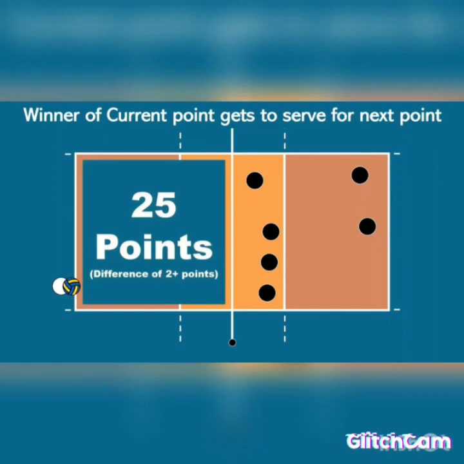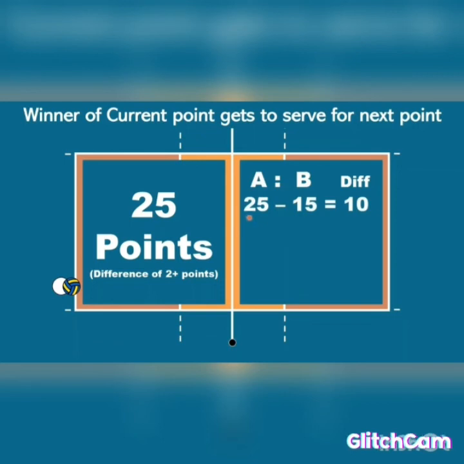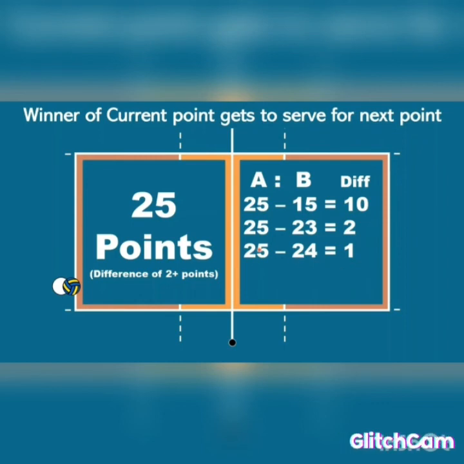25 points are required to win one set, with a difference of 2 points. What that means is, let's say there's a team A, you are team A, and let's say I am team B. You have 25 points, I have 15 points. The difference is 10, it's more than 2, so you won that set. 25-23, the difference is 2, you won that set. 25-24, the difference is 1, so you didn't really win this game even though you have 25 points because the difference is 1. So now you need to win 1 more point.